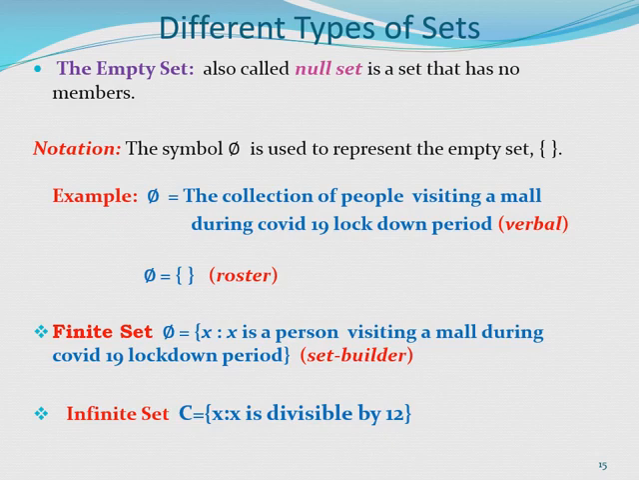An infinite set, example for it is C is equal to set of all X such that X is divisible by 12. So list out all multiples of 12. 12, 24, 36, etc. The list goes on. Hence it's called an infinite set.